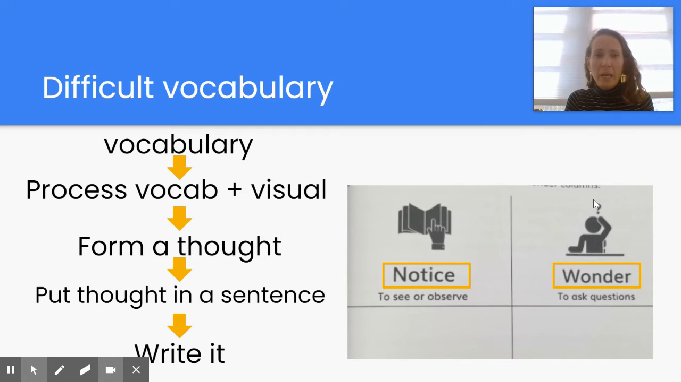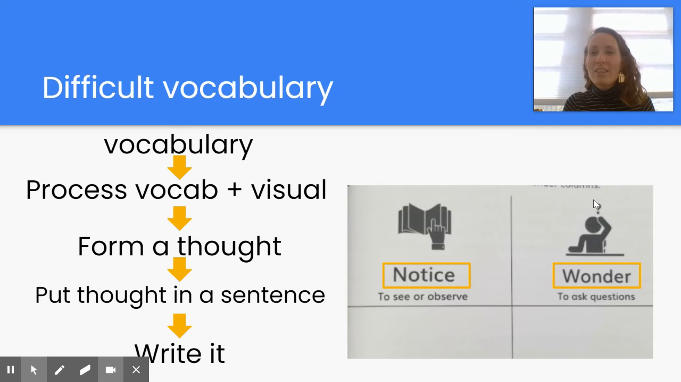It's still very academic. So students, to respond to this question, they have to know what the vocabulary word means intellectually. They have to process the meaning while putting it together with the visual that they're looking at. Then they have to form a thought in response to the question. Then they have to put the thought into a sentence, and then they have to write that sentence. And not only do they have to do that for notice, they also have to do it for wonder.